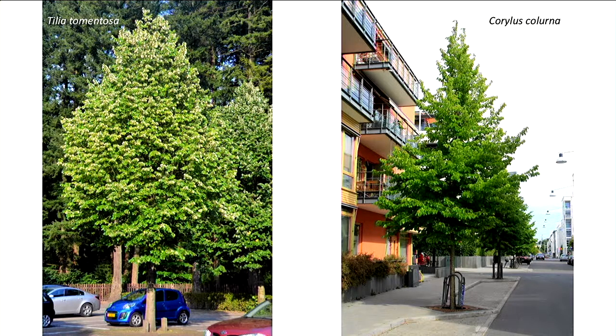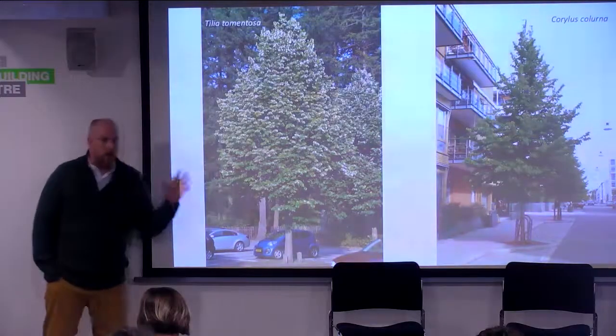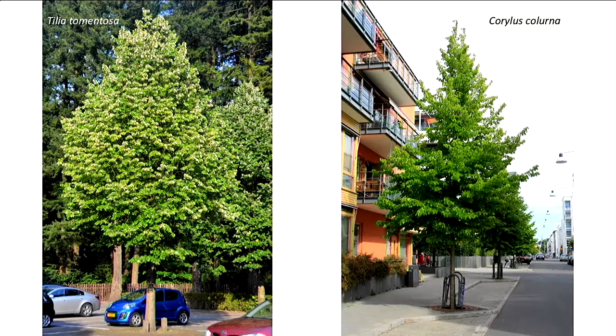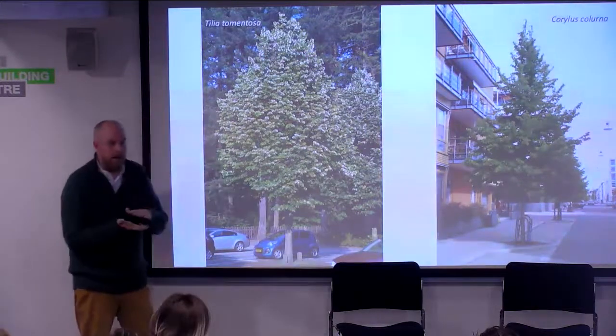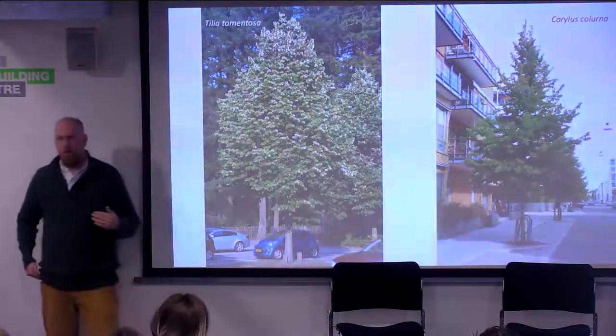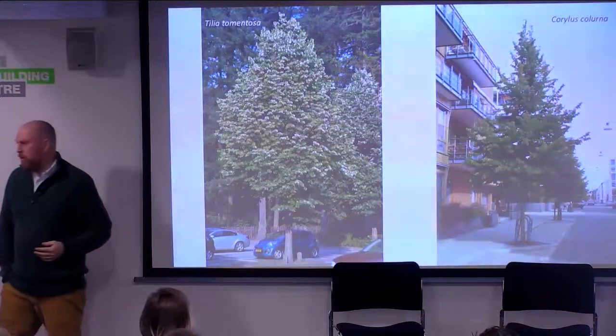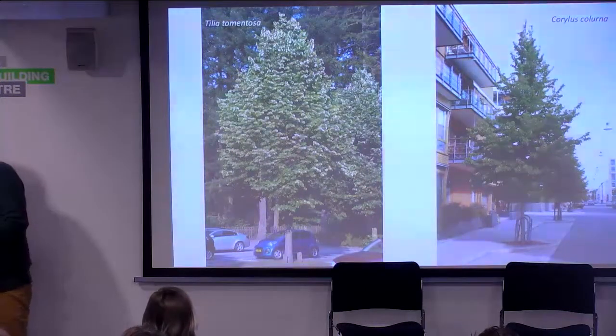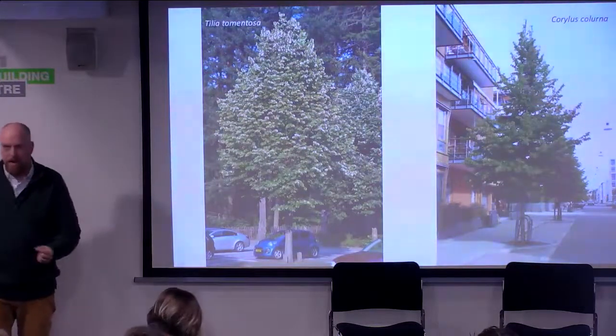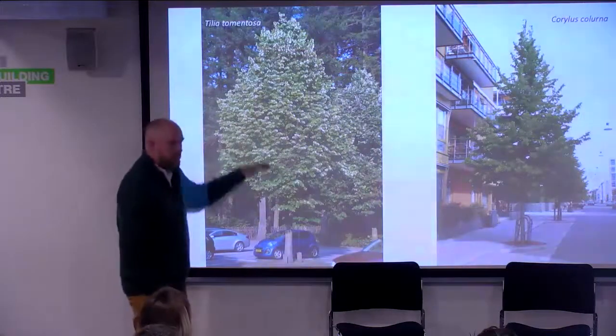This is a silver lime. This is a cultivar called Brabant. But if you're out driving your car, you have to know the difference between a common lime and a silver lime. Do you know why? Yeah, honeydew. Because of the hair on the back side of the leaf of silver lime, they don't have any problem with lice or aphids. And then you don't have any honeydew from the leaves coming down.